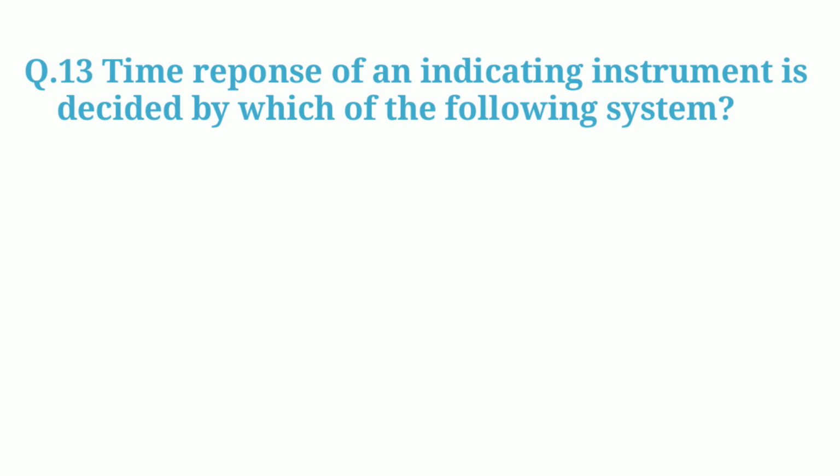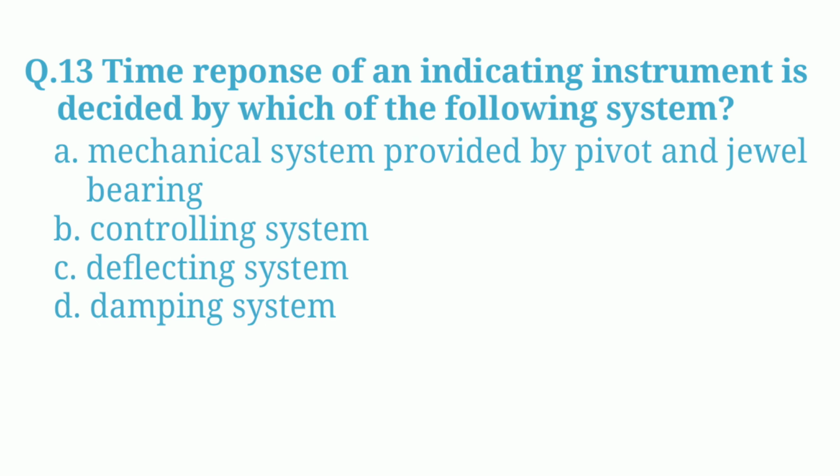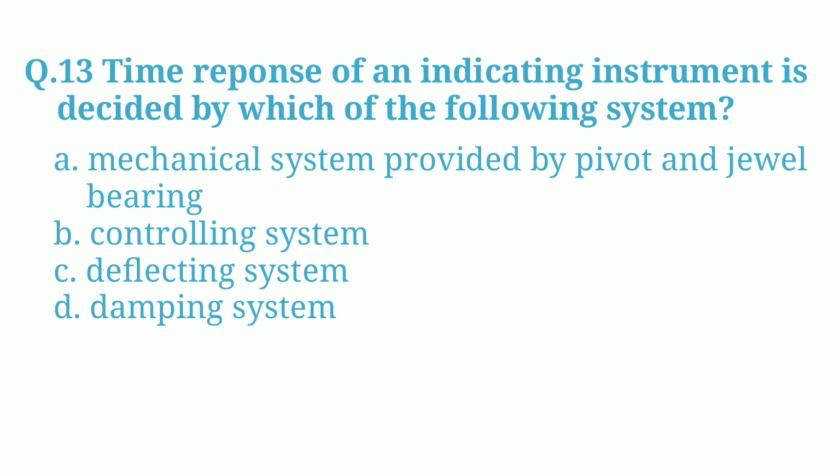Question 13. Time response of an indicating instrument is decided by which of the following systems? A. Mechanical system provided by pivot and jewel bearing, B. Controlling system, C. Deflecting system, D. Damping system. And the answer is damping system.